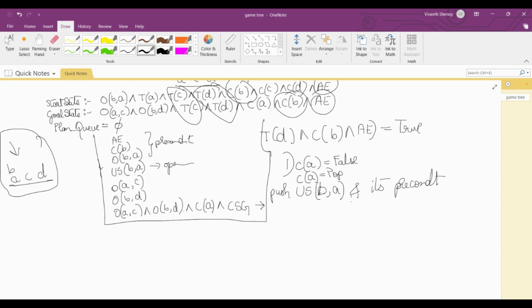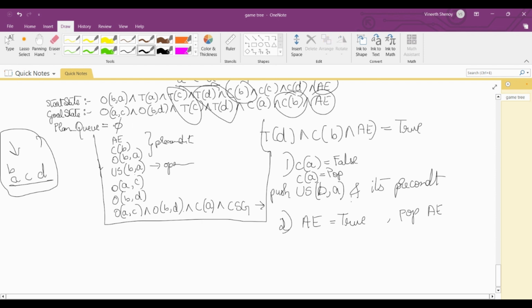Now we start checking the next condition on top of the goal stack, that is AE, arm empty. This is our current goal stack. So is arm empty true? This is our second step. Till now there is no change in the state. The state is still at state 0. Is the arm empty? Yes, the arm is empty right now. It is not holding anything. Since the arm is empty, it is true, so we can pop it out.